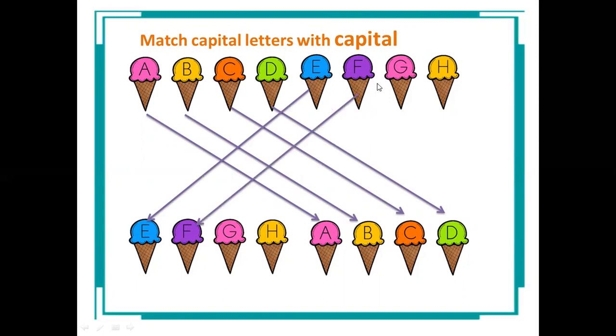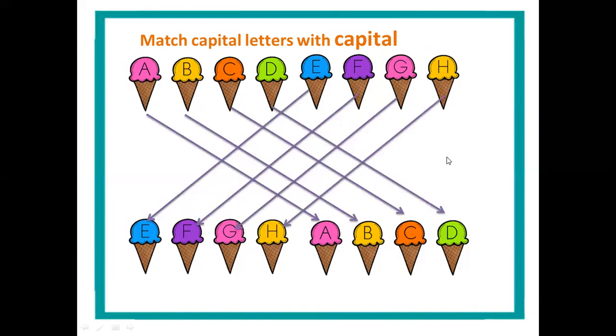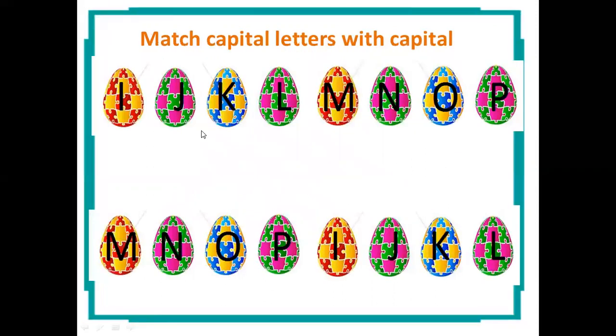Now where is the letter G? This one is letter G? No, this one and this one is the letter G. The last one is H and this one is H. Just like this. Well done. Open your notebook, pause the screen and write this in your notebook. Okay, dear little learner? Now after the G, our letter is I. I, J, K, L, M, N, O, and P.